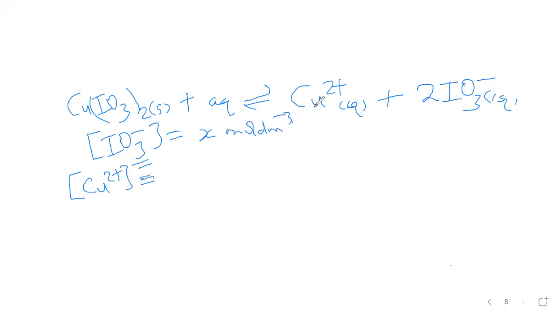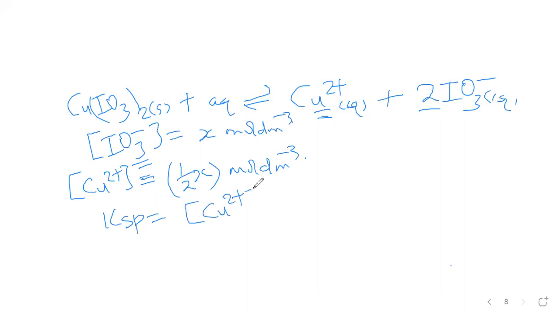Muhammad, what will be the molar concentration of copper 2 ions according to this molar ratio here? A half X. It will be a half X. Very good. Moles per liter. Now we can get your KSP directly. KSP is equal to the molar concentration of copper 2 ions multiplied by the molar concentration of iodate ions squared, which is a half X into X squared.